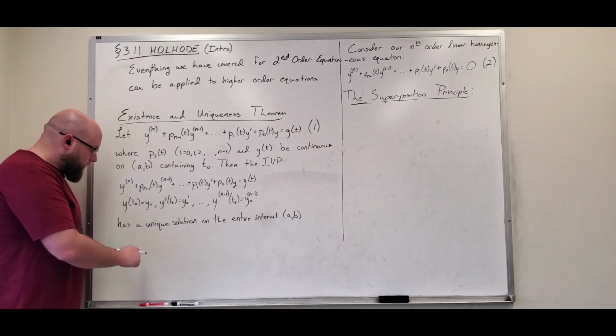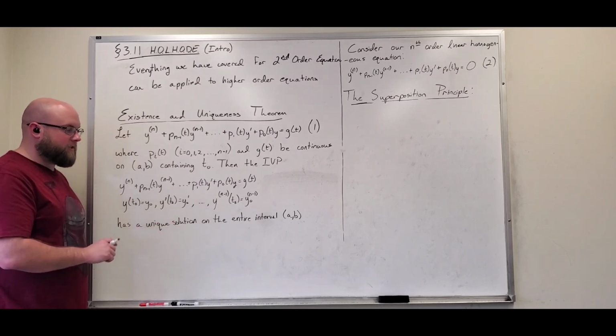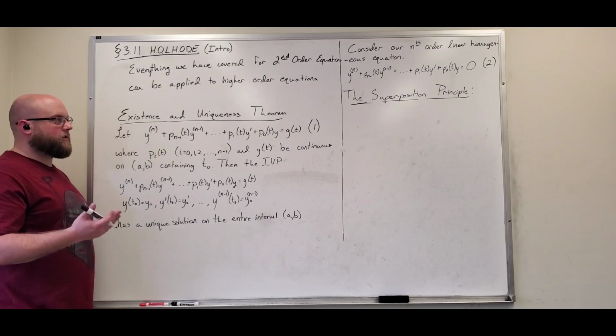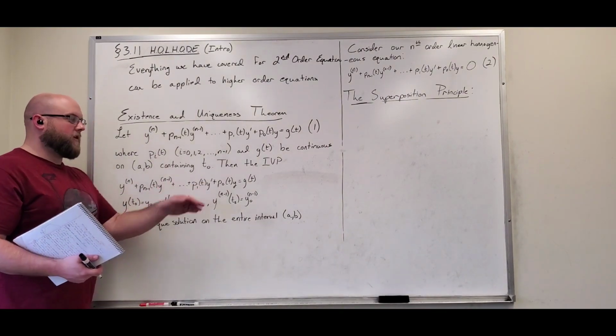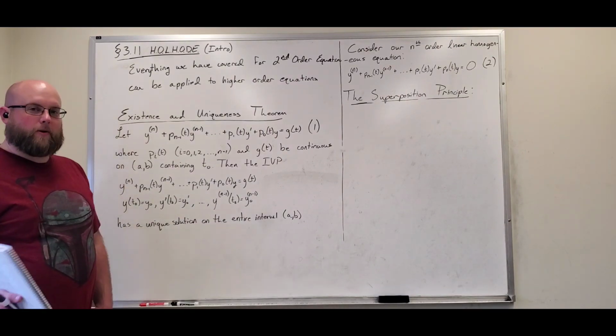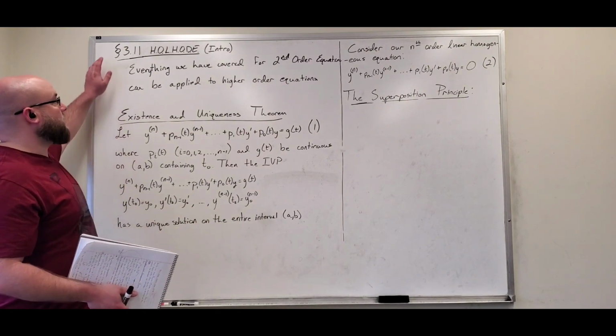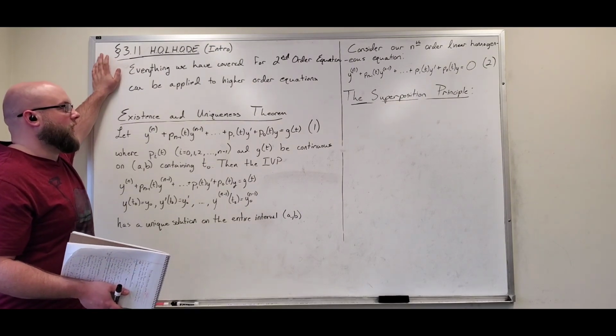All right. So this has a unique solution on the entire interval from a to b. This is the cool thing. We can guarantee the existence of a solution given any IVP. How we get to that solution is a different story, but we will talk about that in section 3.12 and actually starts off.